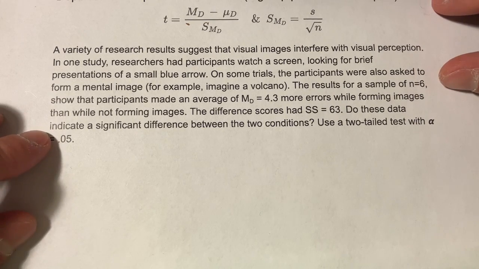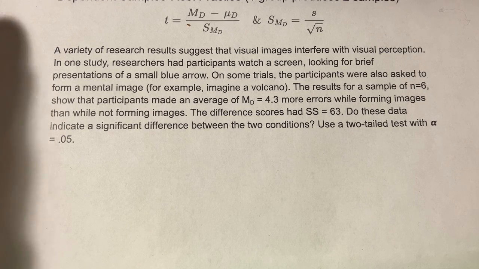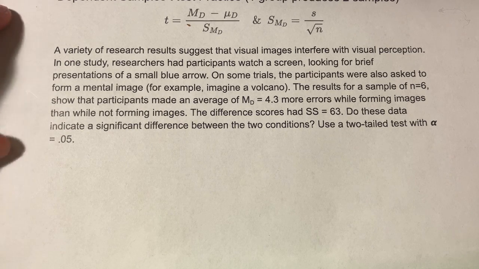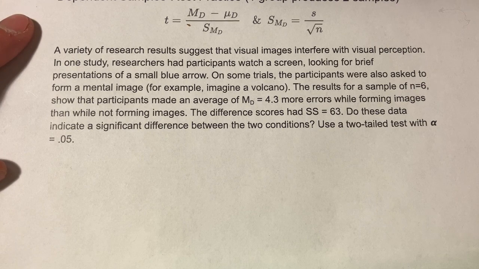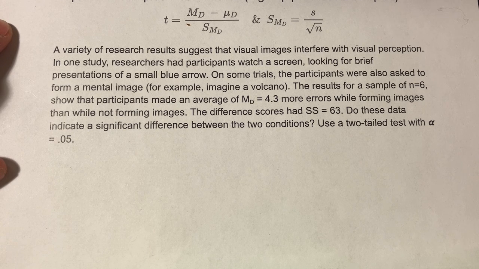So what we have here is participants who are all going to take a test twice. So each participant is going to have two scores. One of the scores is going to be from them trying to detect that small blue arrow, and the other score is going to be from them trying to do that but while forming a mental image. So the point is to see whether forming a mental image actually produces a difference between the scores.